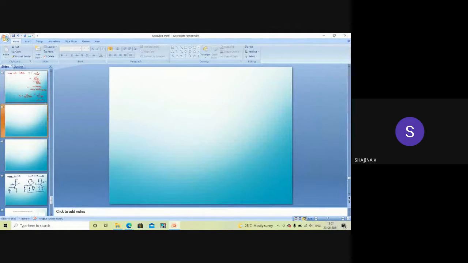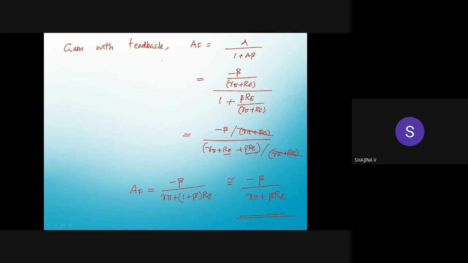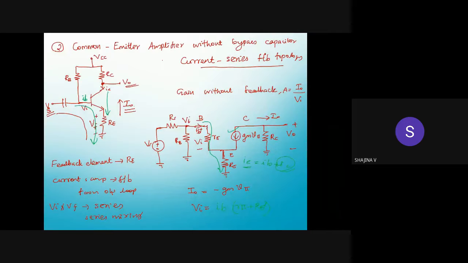So next is input impedance without feedback, ZI. From this circuit, you can see input impedance without feedback means, it will be what? At this point, this is input impedance. That is, actually, it is RB parallel with R5 plus RE.